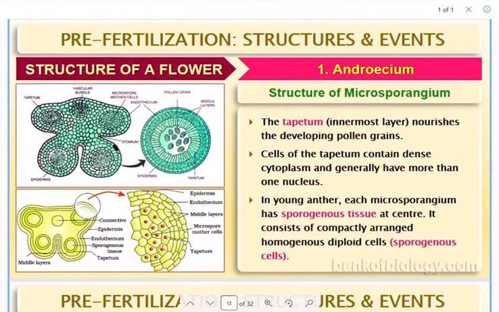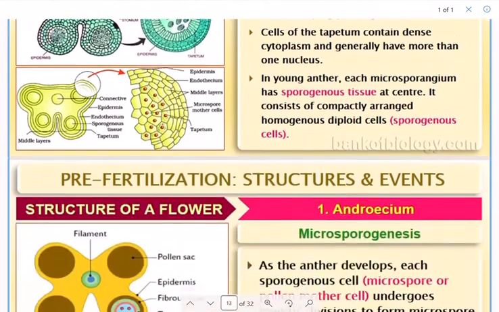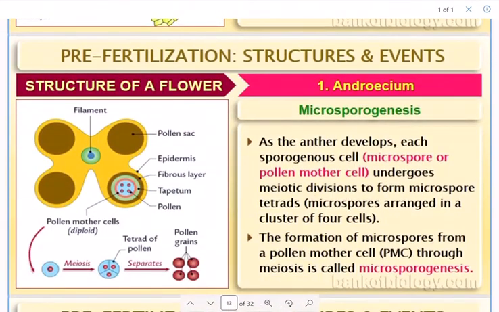Cells of the tapetum contain dense cytoplasm and generally have more than 1 nucleus. You see, it is multinucleate. Tapetal layers are multinucleate, as you are seeing. And in a young anther, each microsporangium has sporogenous tissue at the center. So there is a sporogenous tissue at the center, and it consists of compactly arranged sporogenous cells. These are diploid in nature, 2n. You can see the tapetal layers, and after the tapetal layers, you can see the centrally located sporogenous tissue.